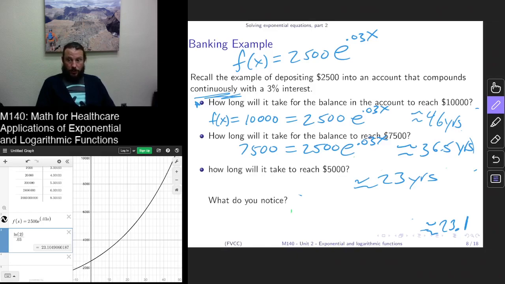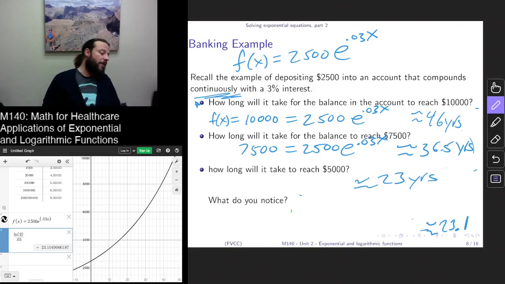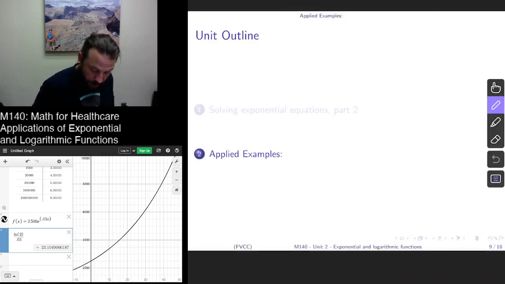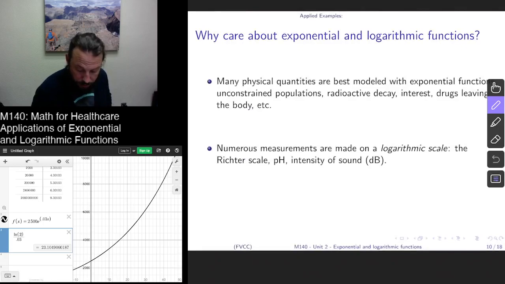Okay, so that's our example. That's how we're going to use solving logs, and now we have that ability, and it really opens up the number of problems we could do, the application problems. So, some more applied examples. Why do we use them?